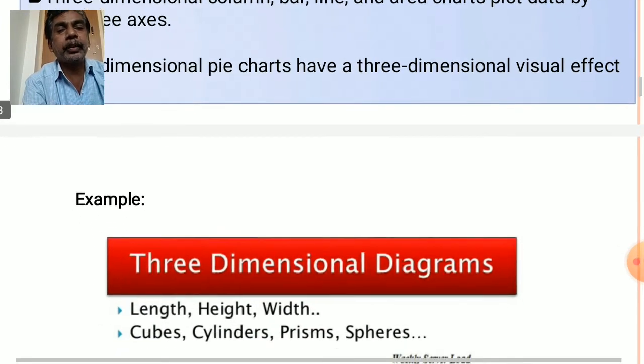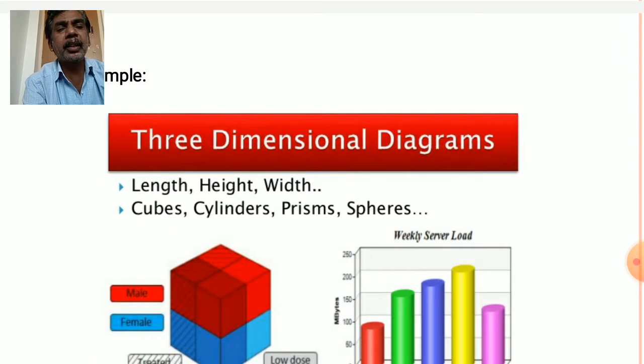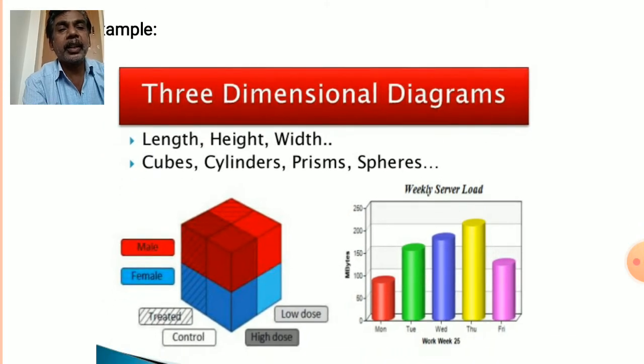For example, the examples of three-dimensional diagrams are cubes, cylinders, prisms, and spheres. These are some of the examples mentioned, and the figures are also shown here. These diagrams consist of length, height, and width.